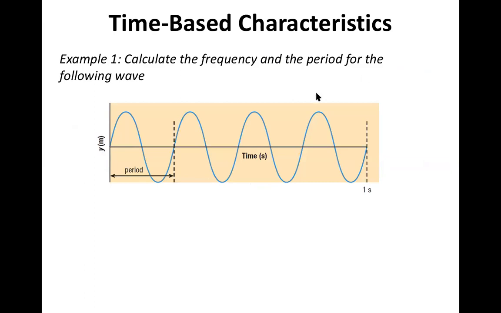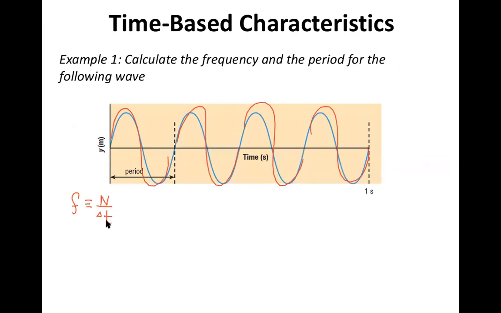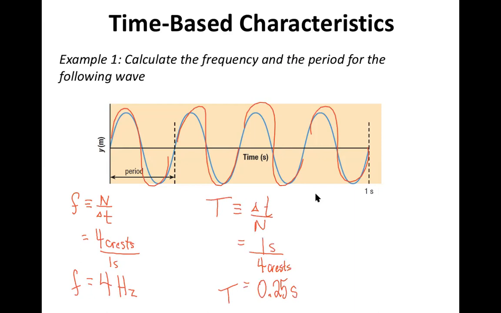So let's do an example. Calculate the frequency and period for the following wave. Frequency is number of events divided by time. So we have 1, 2, 3, 4 full cycles divided by 1 second, so it's 4 hertz. For the period, it's how much time divided by the number of cycles. So when 1 second, we have 4 cycles, and therefore the period is 0.25 seconds.